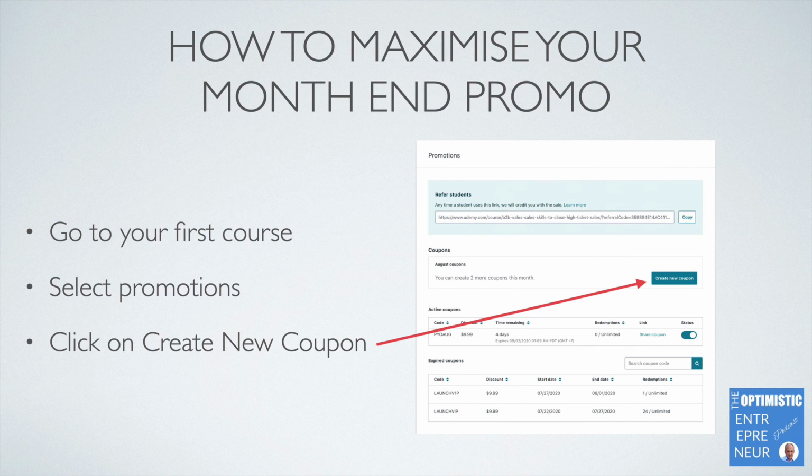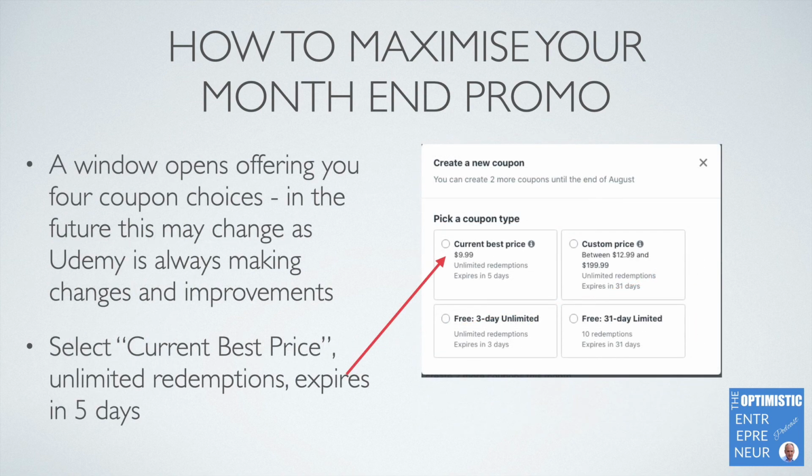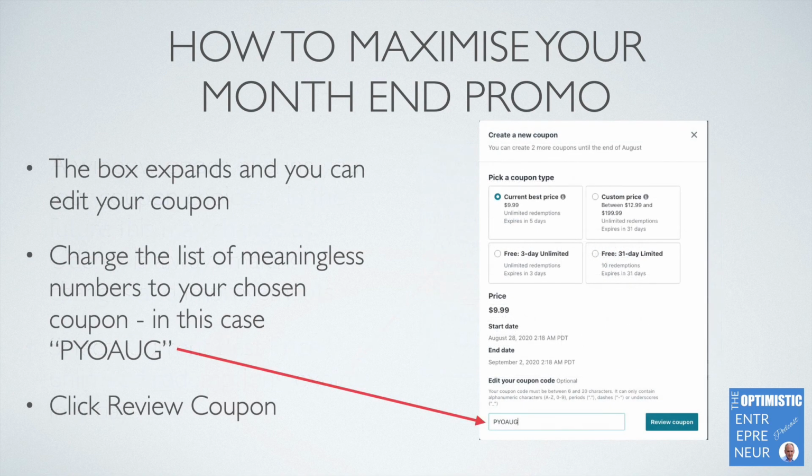Go to your first course, select promotions, and then click on Create New Coupon. This will open a window offering you four coupon choices. In the future, this may change because Udemy is always making changes and improvements. Select Current Best Price, Unlimited Redemptions, expires in 5 days. The box expands and you can edit your coupon.